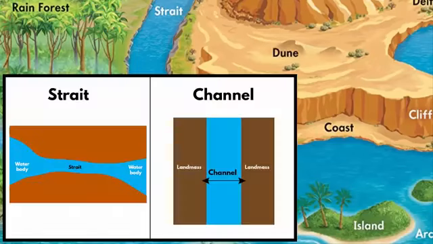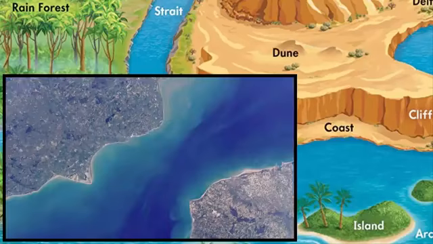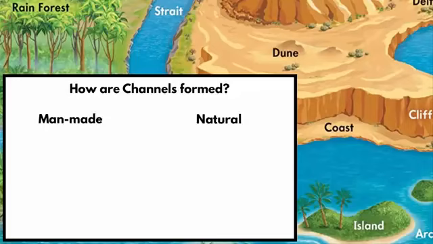Now, if you look at the difference between a strait and a channel, a strait is a narrow waterway that connects two larger bodies of water, while a channel is a wide waterway that passes between two neighboring landmasses. One connects two water bodies and the other creates a gap between two landmasses. Around the world, you will find both small as well as big channels. That means channels are created both naturally as well as by humans.